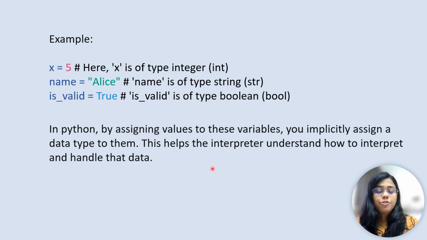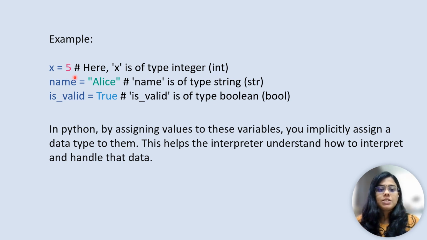So we have a few examples with us here. We have x is equals to 5, where x is of type integer, name is equals to Alice, where name is of the type string, is valid equals to true, where is valid is of the type boolean. But how does the system understand that? Every single data type has a set of rules that it follows for the variable to understand that it is of that particular data type.